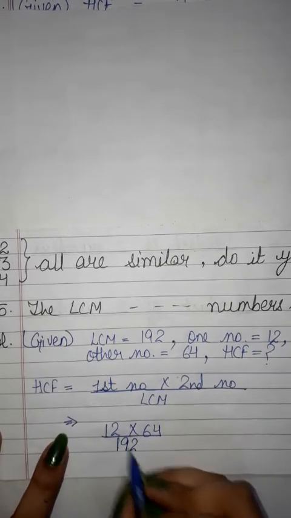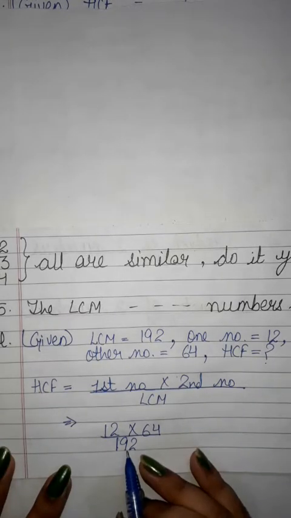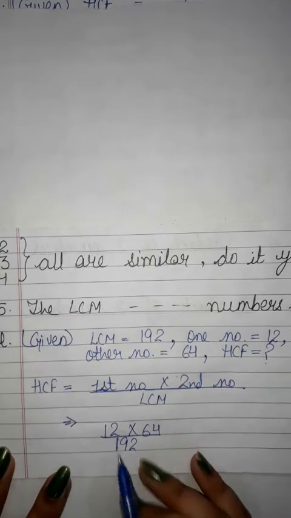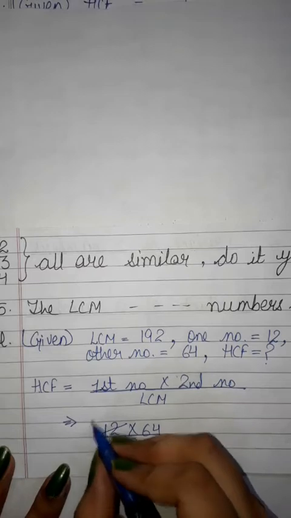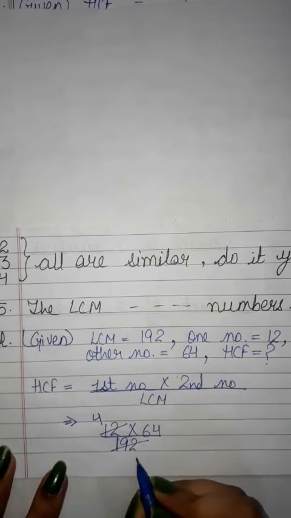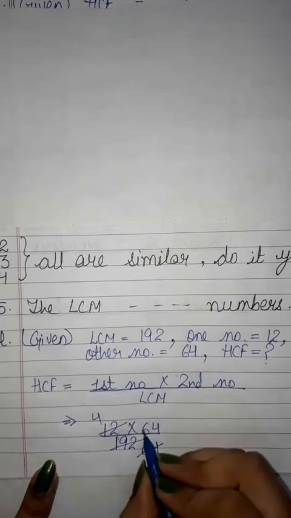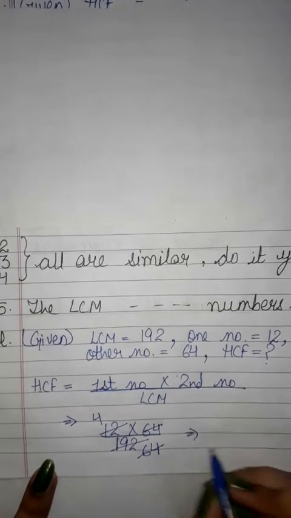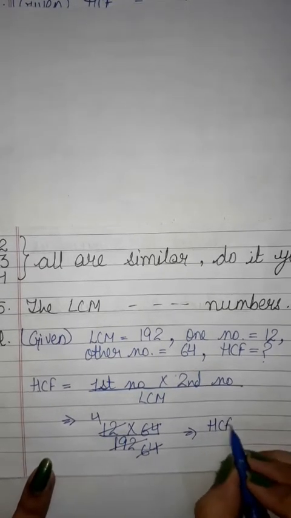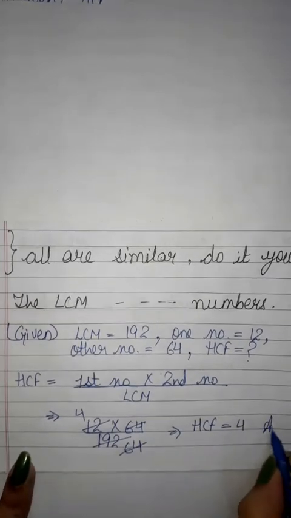Now you can simplify them. Now check it by 3. 9, 10, 11, 12. Yes, we can divide by 3. 3 fours are 12, and 192 when you divide it by 3 you will get 64. Now 64 is 64, this is cut. So the HCF is 4. This is your answer.